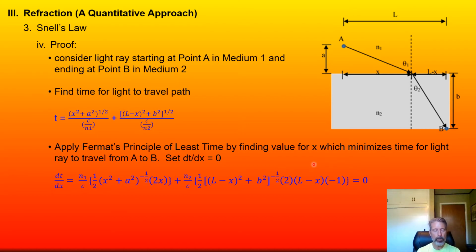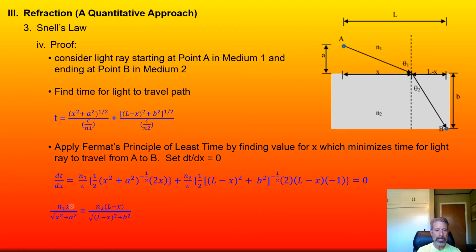Set that equal to zero, and once again, you'll notice that the factor of a half and the factor of two cancel. We can multiply both sides by c and get rid of that. Once again, here the factor of one half and two will cancel, and the negative one will disappear when we bring that to the other side. And that brings us to this point here.